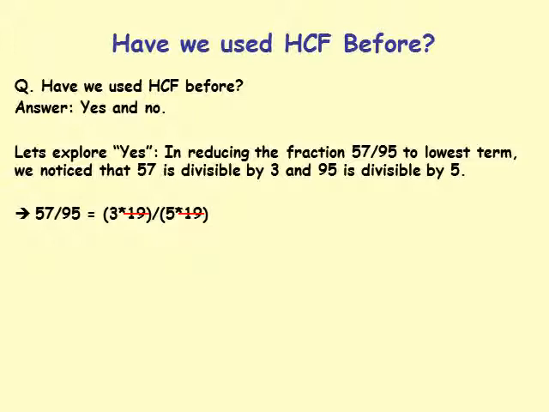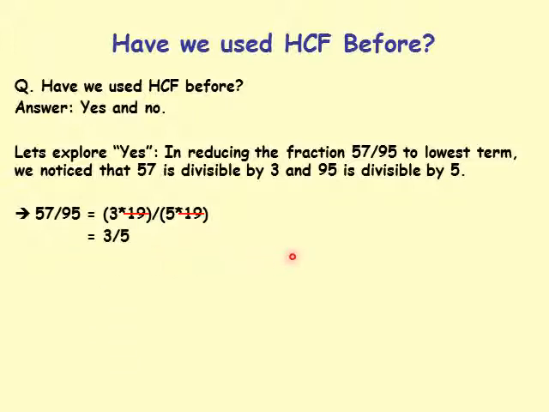So we divide both the numerator and the denominator by the common factor 19, and I get 3 divided by 5. So 19 is a common factor and is also the highest common factor. So we have used that HCF in this problem. We are trying to reduce the fraction 57 divided by 95 to the lowest terms. Okay, let's continue here.